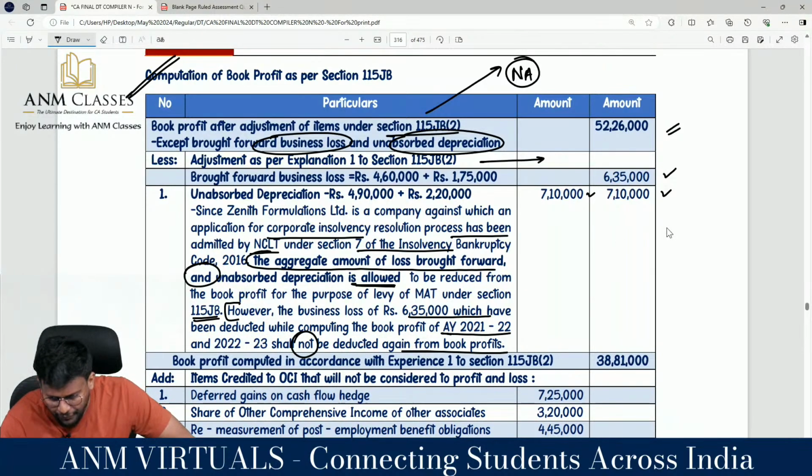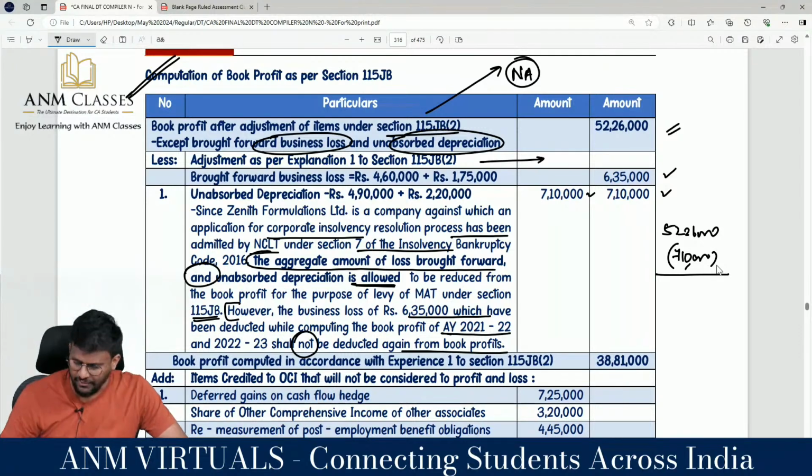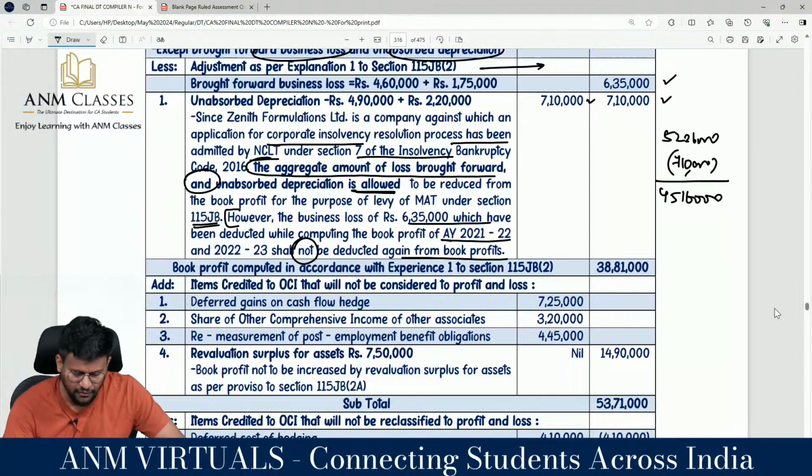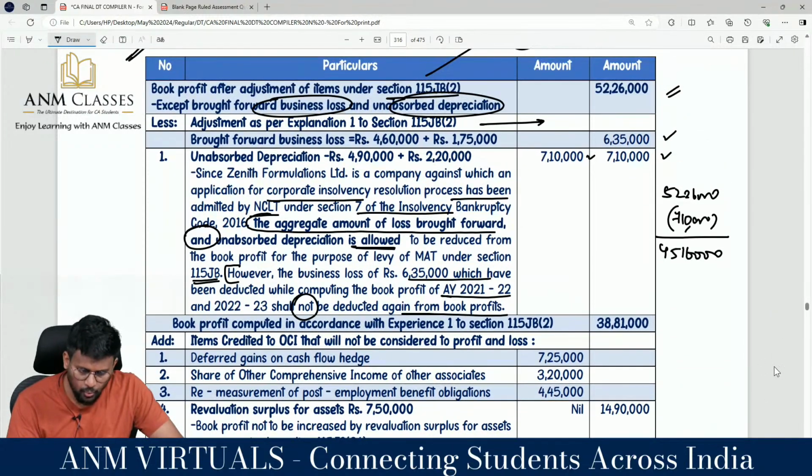So from 52,26,000 you can reduce only unabsorbed depreciation of 7,10,000. So 52,26,000 minus 7,10,000 comes to, sir, 45,16,000. Sir, can I reduce 6,35,000, sir? I cannot reduce 6,35,000 because already it has been reduced.